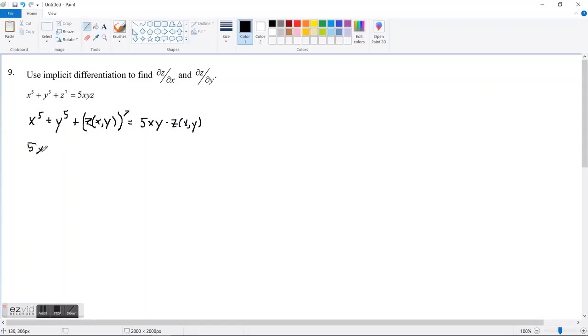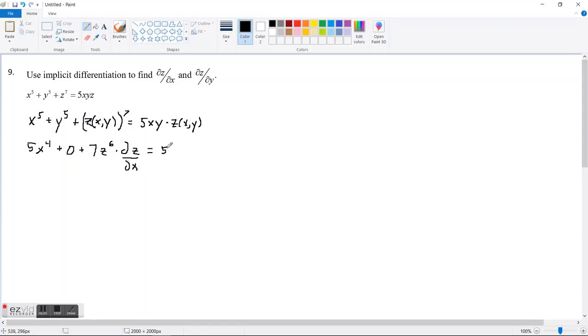So partial of x to the fifth with respect to x is 5x to the fourth. Partial of y to the fifth is 0. Now our partial, we have to use the chain rule because z is an unknown function of x and y, so we get 7z to the sixth times the partial of z with respect to x.